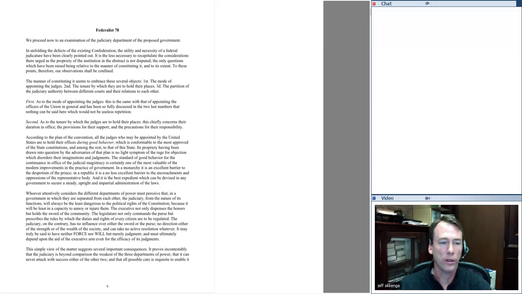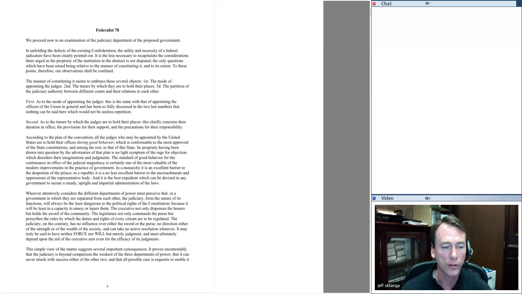And as he says here at the beginning, this is completely a normal, uncontroversial idea. If you look at the first, second, third, fourth, fifth, sixth paragraph here on Federalist 78, it starts, according to the plan of the convention. You can see that. I'll just read it.